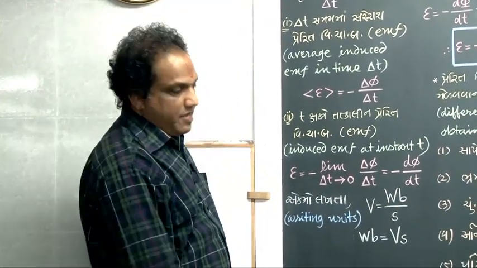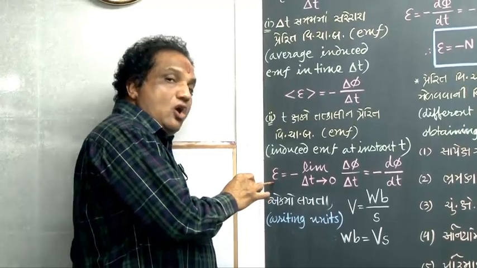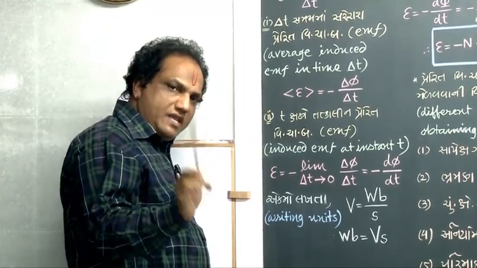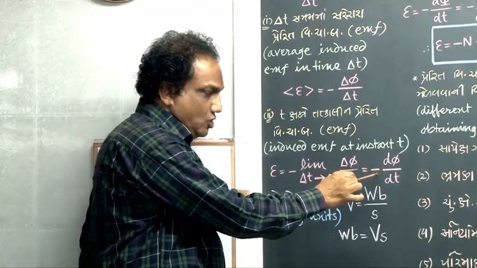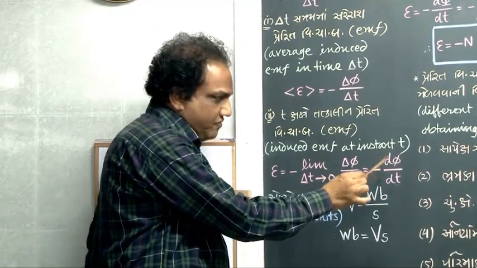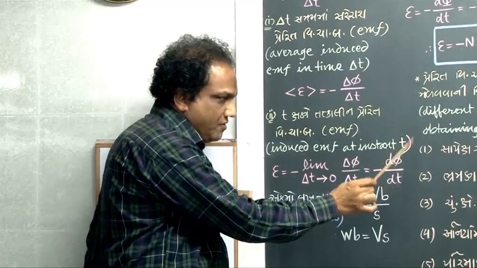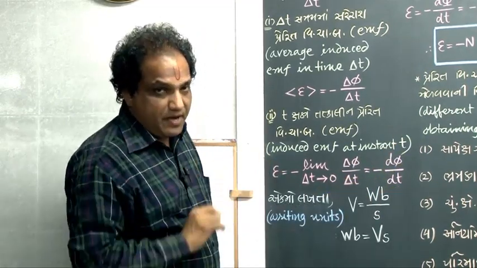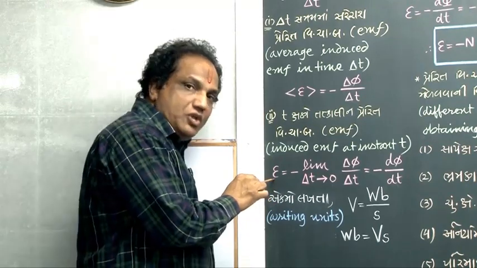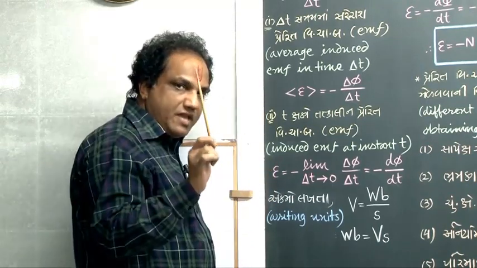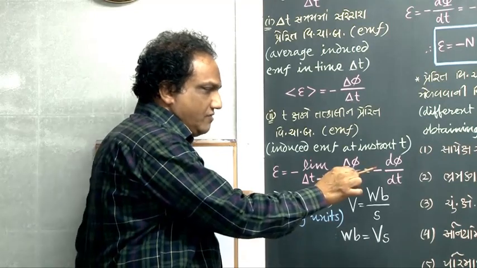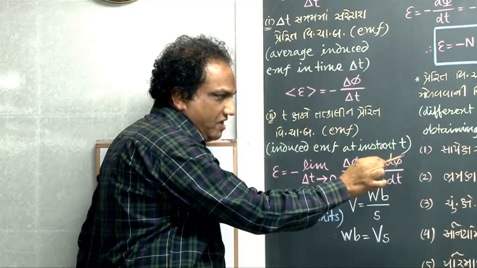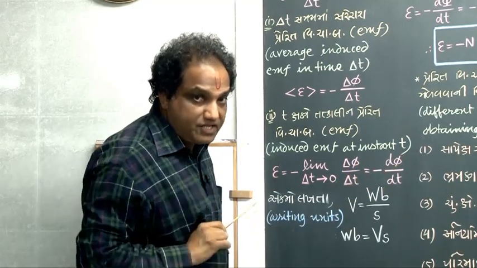Statement you can give it this way. Value of induced EMF developed in any circuit is always equal to negative value of time rate of change of magnetic flux linked with that circuit. I repeat, value of induced EMF developed in any circuit is always equal to negative value of time rate of change of magnetic flux linked with that circuit.